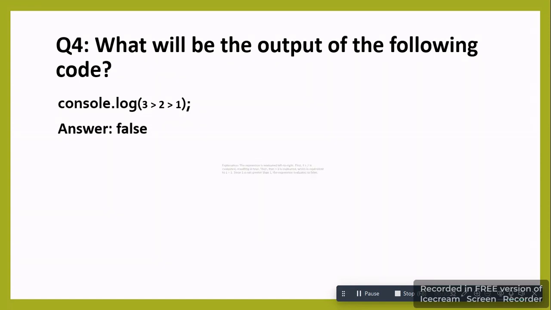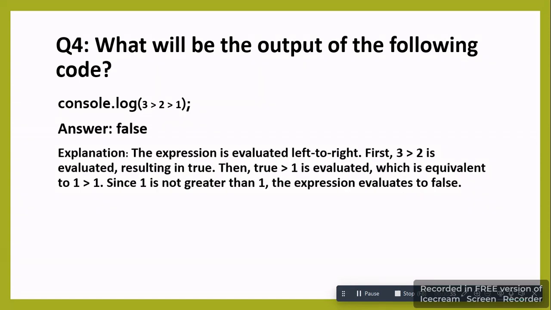Okay, so this is because the expression is evaluated from left to right. First it will take 3 greater than 2. Obviously the result is true. Then it becomes true greater than 1. Now it will evaluate true is greater than 1, so it is equivalent to 1 is greater than 1, and since 1 is not greater than 1 here, the expression evaluates to false. Okay, so now let's move on to the next question.